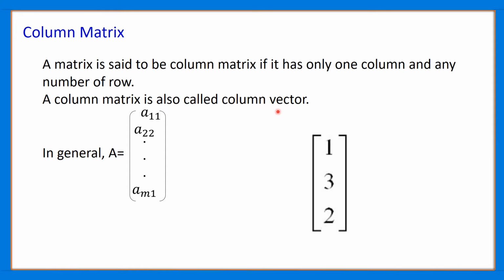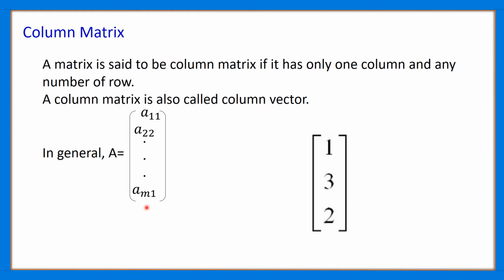How does the column matrix look like? A column matrix will look like A11, A21, etc., up to Am1. A11 tells us that it is the element of the first row and first column. A21 tells us that it is the element of the second row, first column. Similarly, Am1 tells us that it is the element of the mth row and first column.